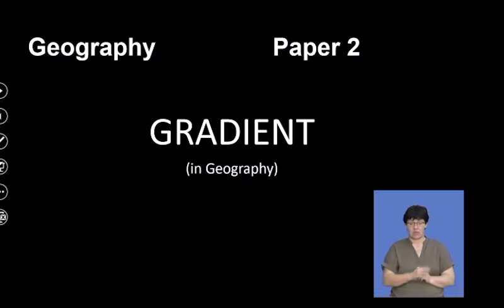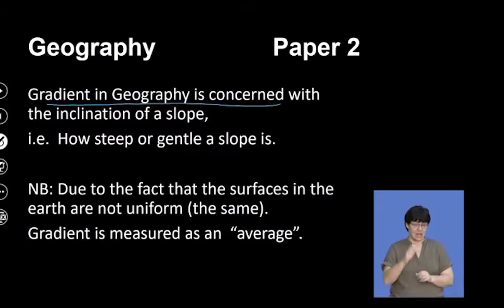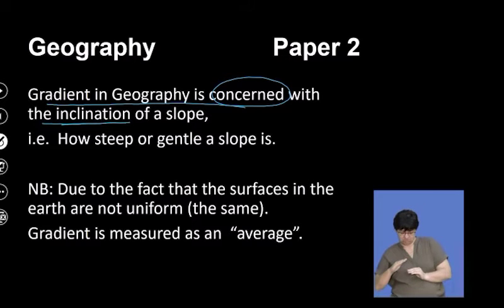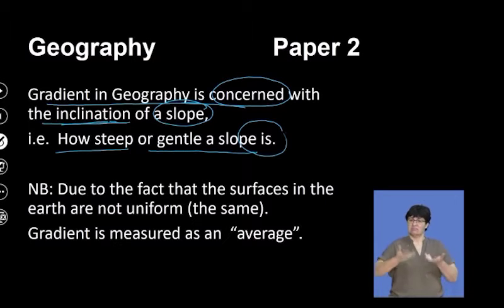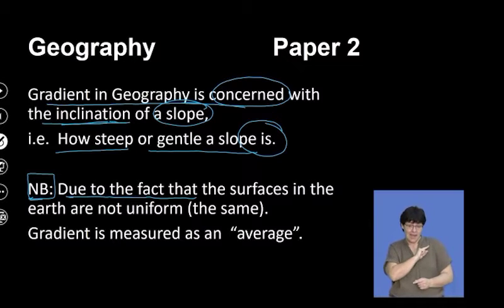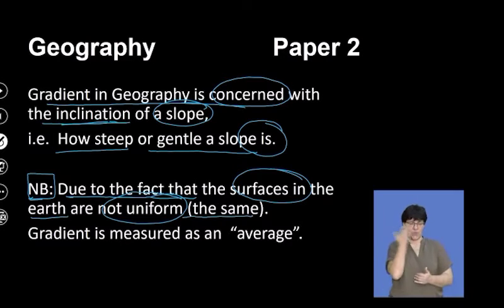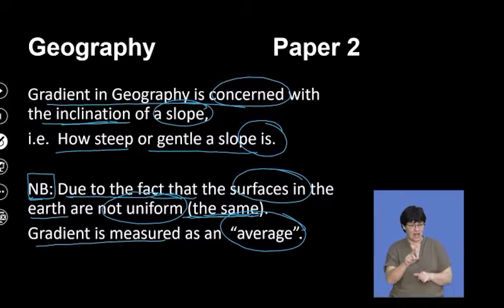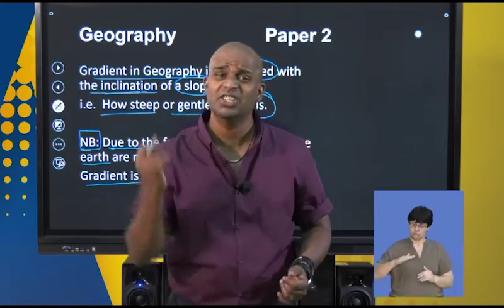So, remember the following. Gradient in geography is about and concerned with the inclination, the angle of a slope, how steep or how gentle the slope is. So, always remember the exception. Due to the fact that surfaces, especially on the earth, are not uniform. When we say uniform, no surface is the same on the earth. Gradient is measured as an average. So remember, on the earth's surface, you have both steep slopes as well as gentle slopes.